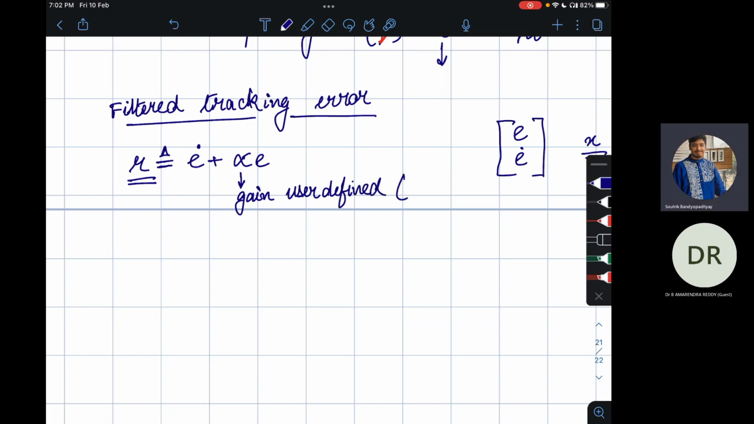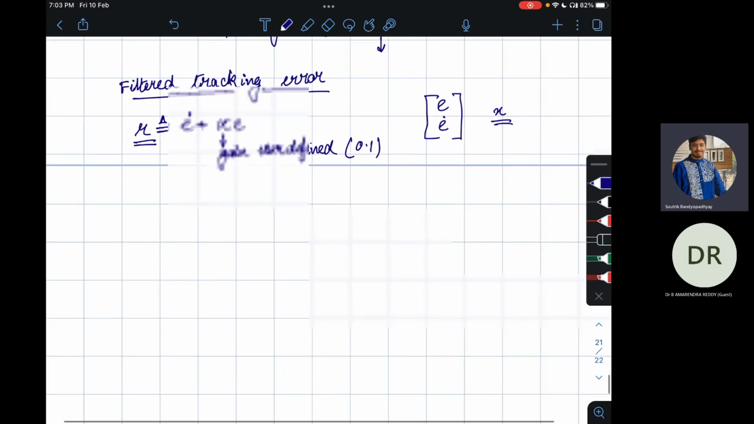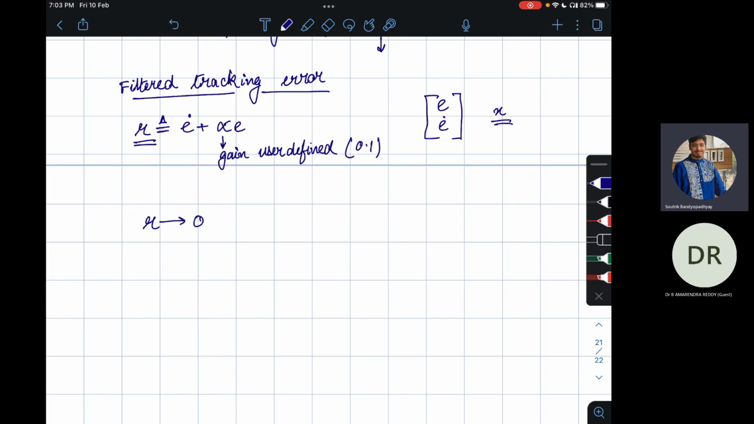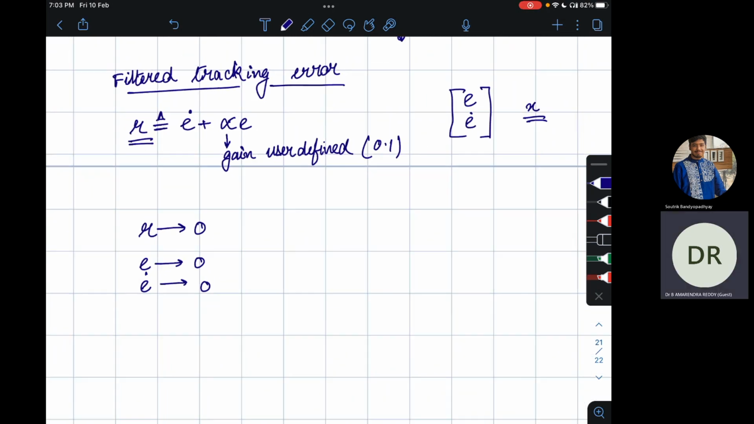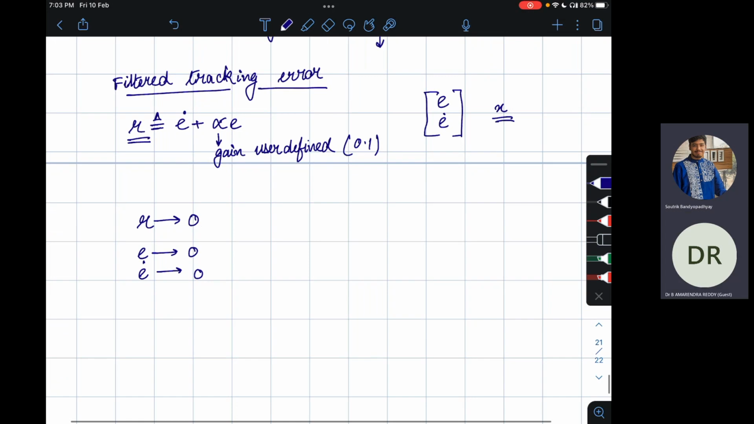Generally, it is taken to be 0.1, 0.5, whatever. This can be tuned. Now, the interesting thing is that if you show that r goes to 0, it can be shown that e also goes to 0 and e dot also goes to 0. So this is the concept of it. You can actually show it from calculus, but I'm not going into that as of now.